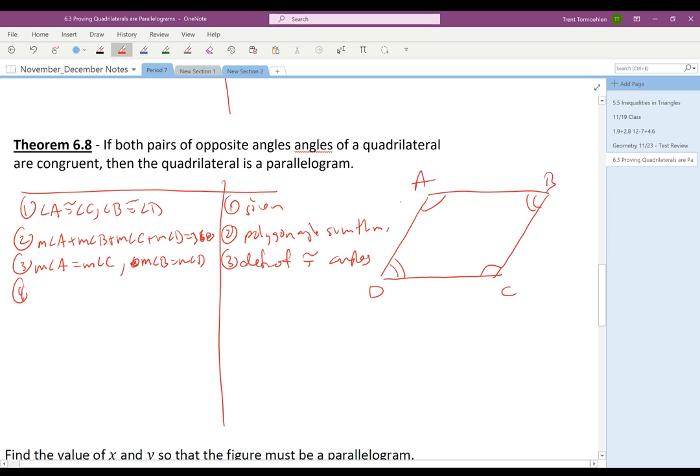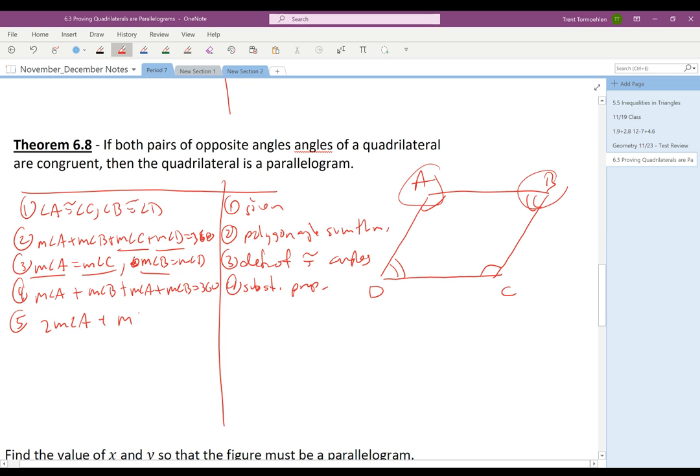And then if we do some substitutions, what I want to show is that A and B add up to 180, because then by the converse of same side interior angles, these lines would be parallel. So we're going to say measure of angle A plus measure of angle B. I'm going to plug in measure of angle A for angle C here, and measure of angle B for measure of angle D. That's just by substitution. I'm going to simplify this, which is a substitution step as well, because we're replacing measure of angle A plus measure of angle A with 2 times measure of angle A, and measure of angle B plus measure of angle B with 2 times measure of angle B. And then I divide through by 2 and I get measure of angle A plus measure of angle B equals 180. That's just the division property of equality.